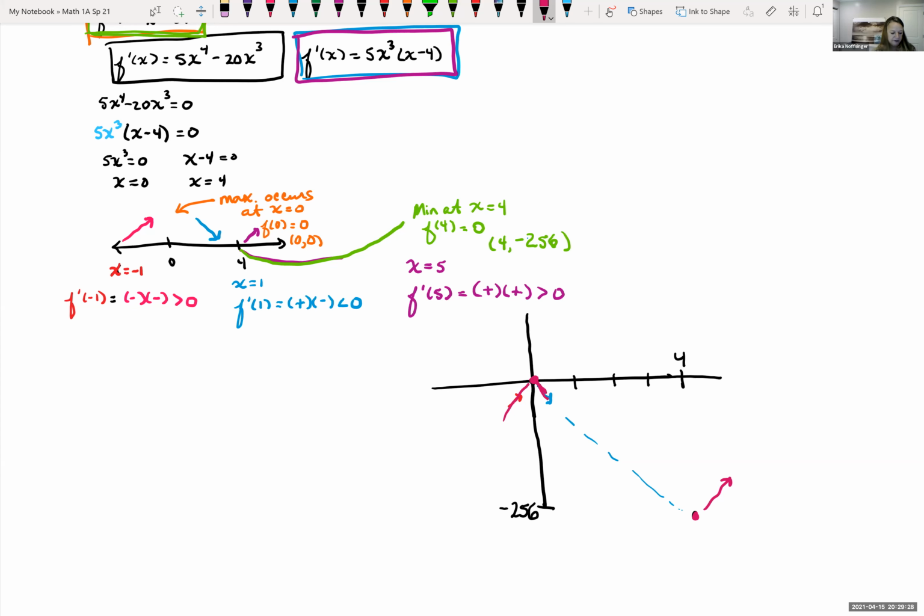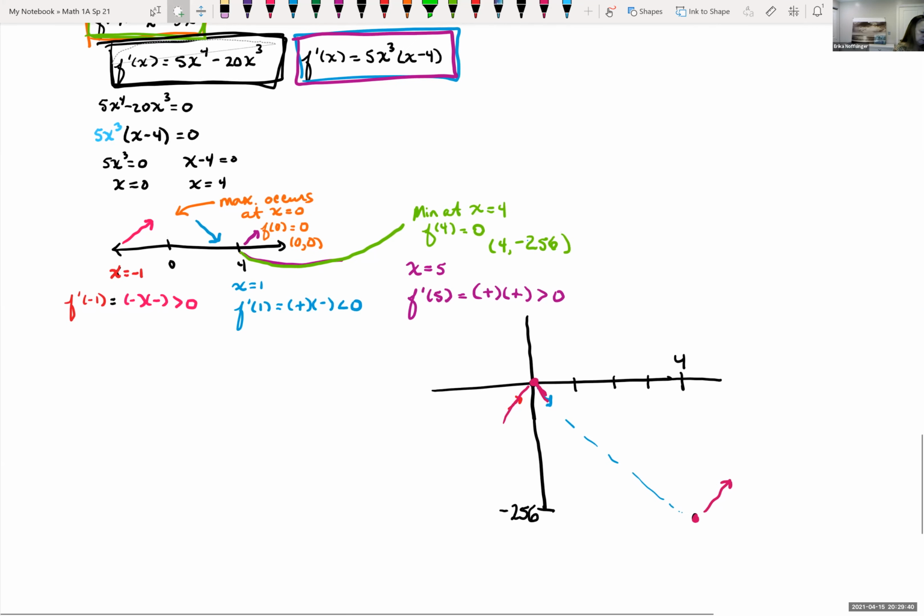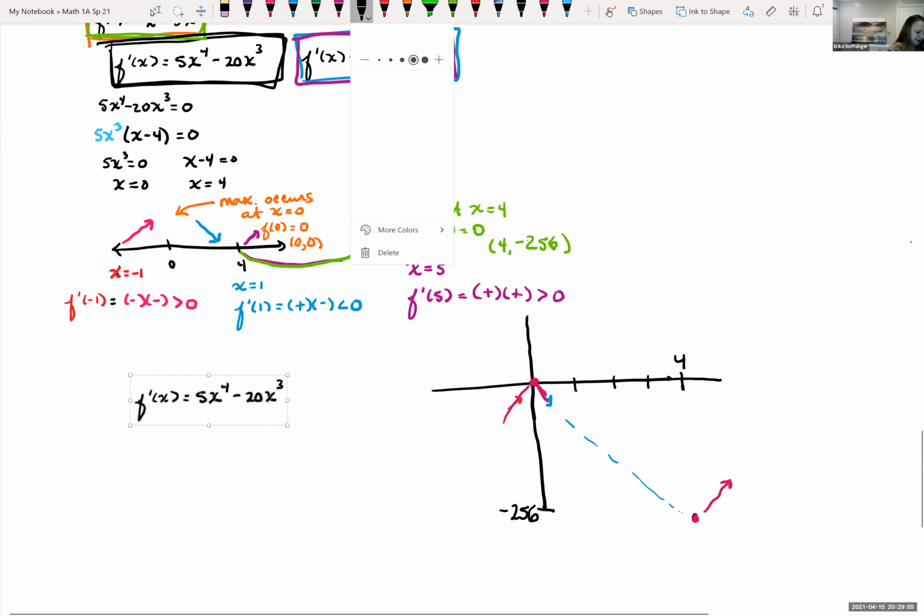So now we need to figure out the concavity. And concavity looks at the second derivative. So right here we have our first derivative, f prime of x is equal to 5x to the fourth minus 20x cubed. So let's look at the second derivative.